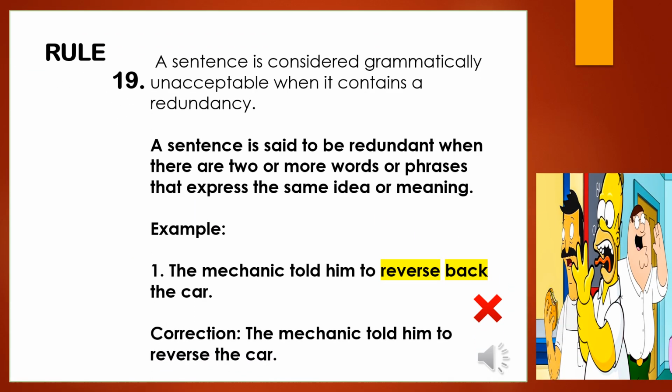Rule number 19. A sentence is considered grammatically unacceptable when it contains a redundancy. A sentence is said to be redundant when there are two or more words or phrases that express the same idea or meaning. Example, the mechanic told him to reverse back the car.